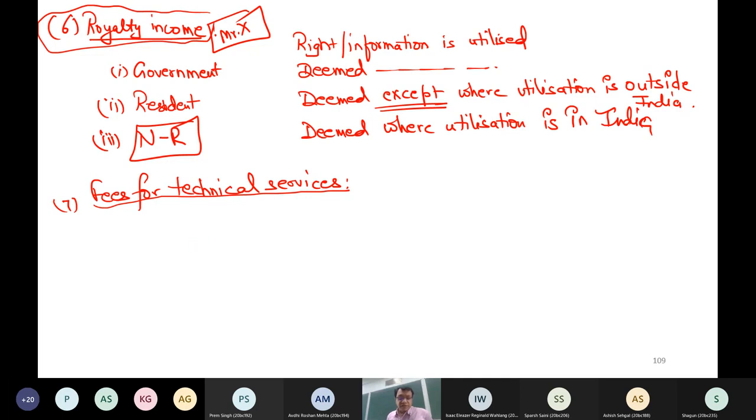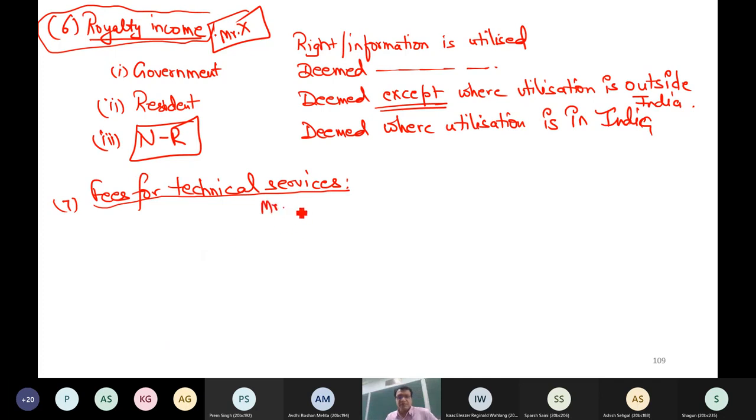What is this fee for technical service? Anyone can give an idea? For example, I'm an engineer having a different qualification, and I have provided some expert service to any company. So they will give me what? Fee for technical service. Because I have given my technical expertise to them. I have made available myself for their technical work, and they are giving me fee for technical service. Same thing will happen here.